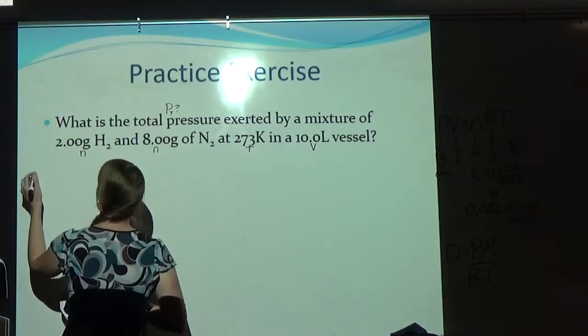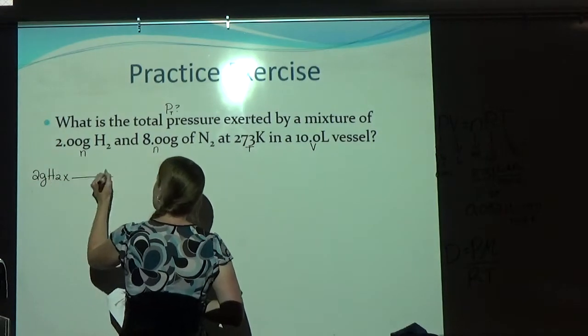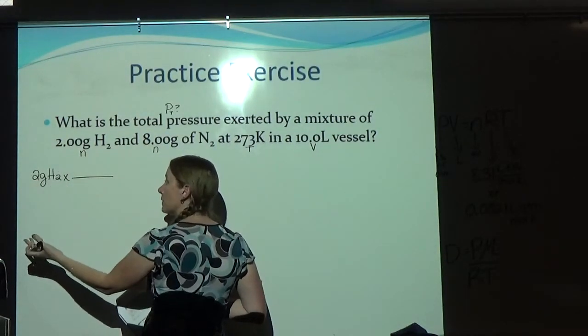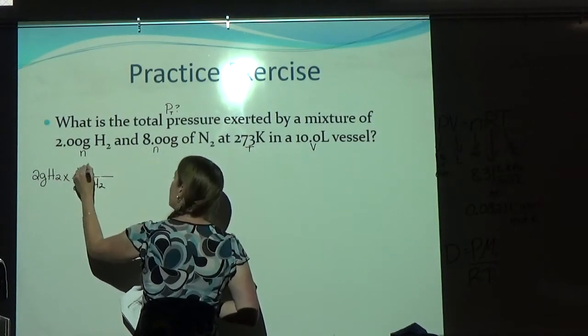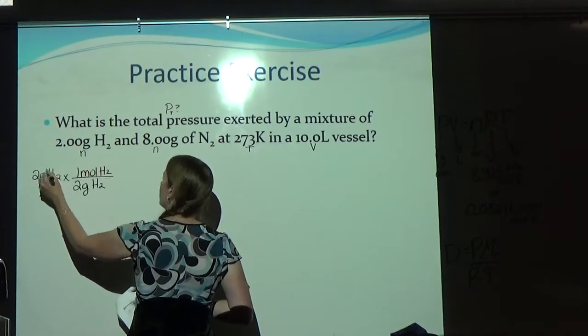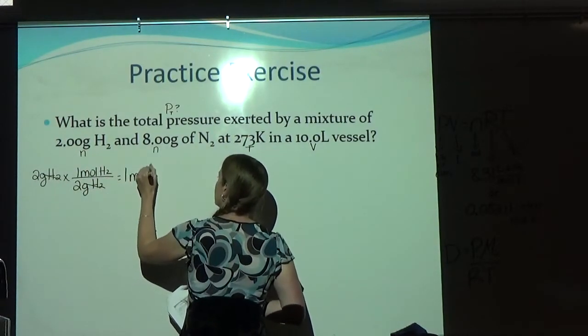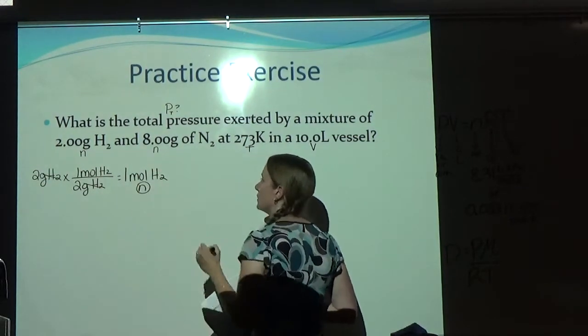So let me start with my hydrogen. I have 2 grams of hydrogen. Hydrogen on the periodic table is 1 times 2, which gives me 2 grams per mole. So I follow the golden rule and put my 2 grams on bottom and my 1 mole on top. If you look, I end up getting 1 mole of hydrogen. So this is going to be my n value for hydrogen.